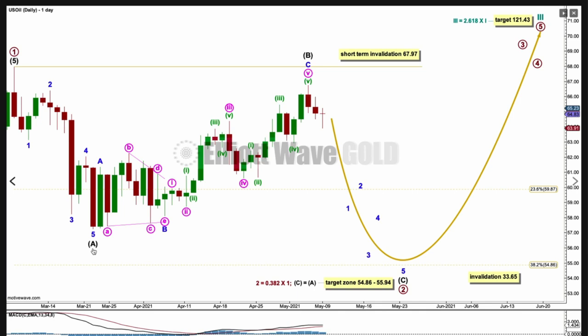If primary 2 is continuing as a zigzag, A, B, C, the target for C is for primary 2 to reach 0.382 the length of primary 1 at 54.86, and for intermediate C to reach equality in length with intermediate A at 55.94, giving us a small target zone for more downward movement. Intermediate C would reasonably be expected to last a few weeks down to the target zone. It won't move in a straight line. Price does not move in straight lines. 1, 2, 3, 4, 5 will be how it's labelled at minor degree. There will be a decent bounce for 2 and 4 within it.